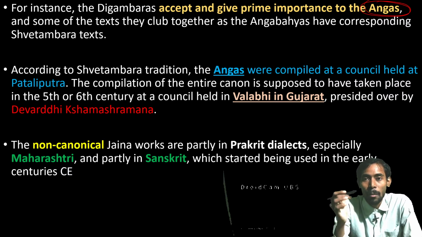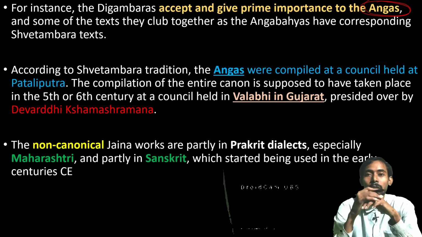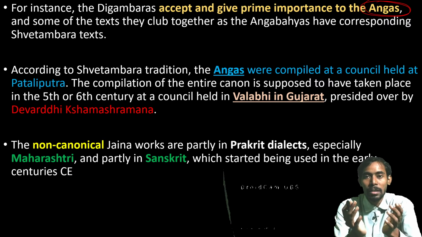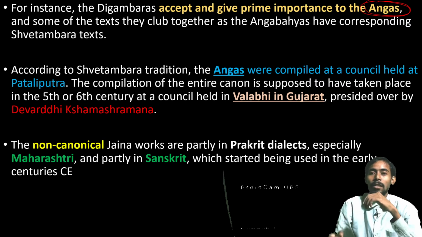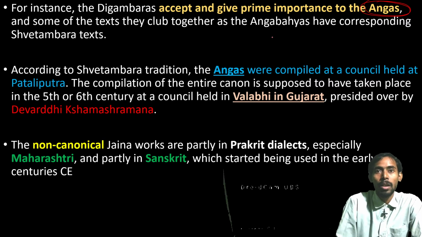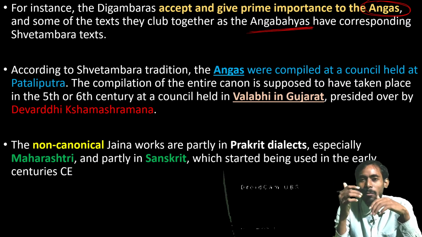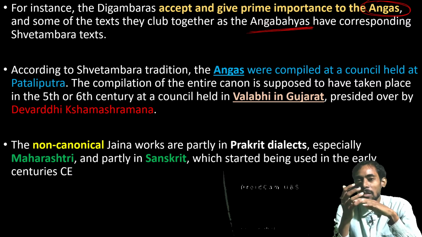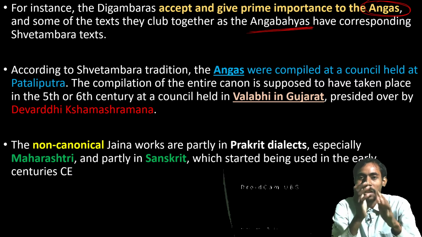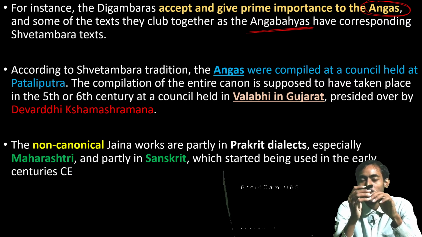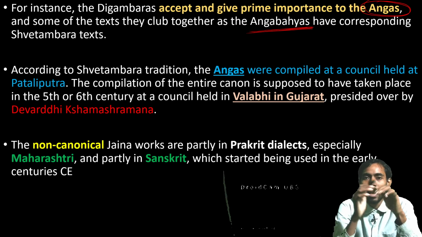Apart from that, the Digambaras have accepted the doctrine given in the Angas. There is a text that has been clubbed together, and that clubbed text has been named Angabahya. Here we see lots of things corresponding to the Svetamba text. Something is overlapping, cross-cutting, and seems to be quite common in both of them as per the doctrines.